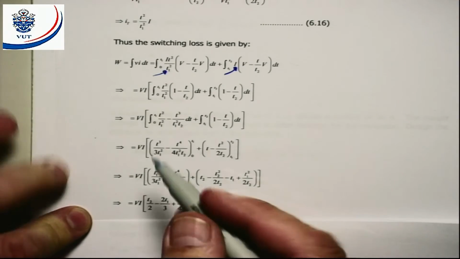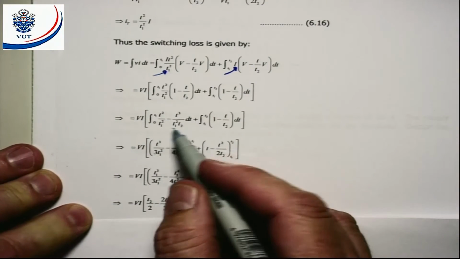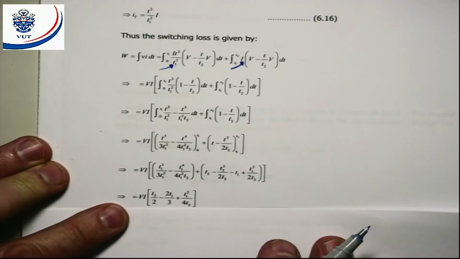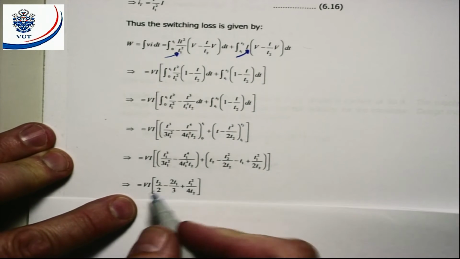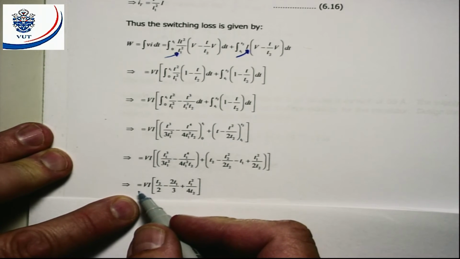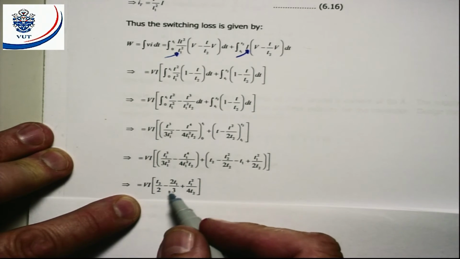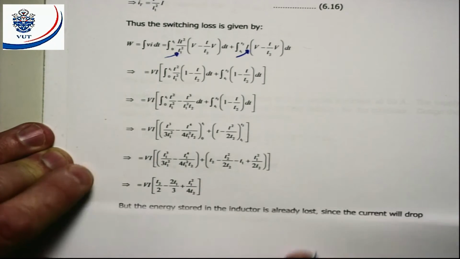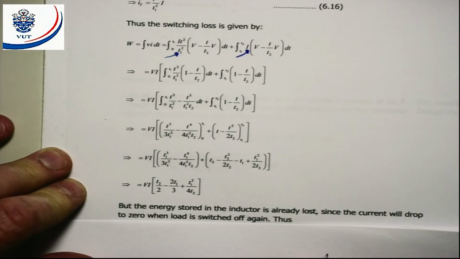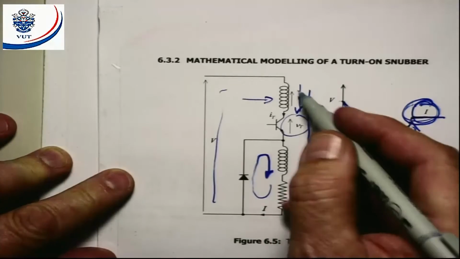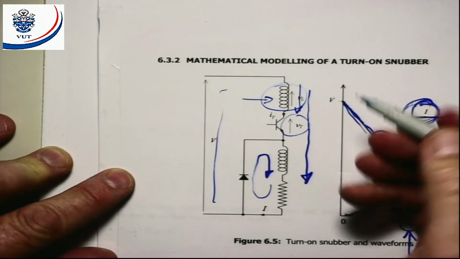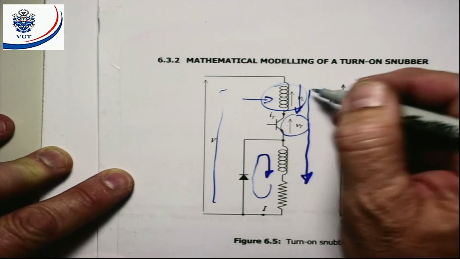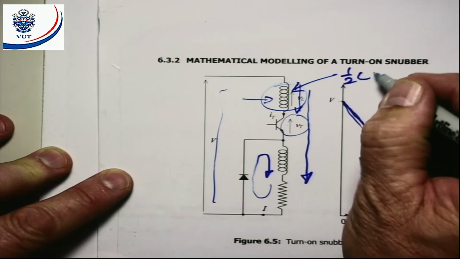If you follow all of the integrations here and the simplifications, you get that the energy is VI T2 over 2 minus 2T1 over 3 plus T1 squared over 4T2. But the energy that is stored in the inductor there is already lost, because if we now switch off this device, then that current is going to drop to 0. And the energy that is stored in here is a half Li squared.